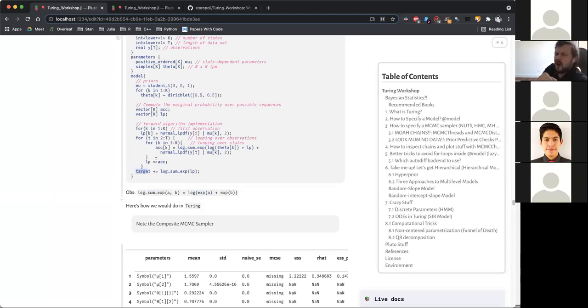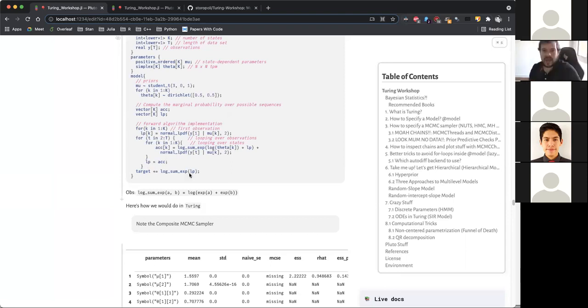And then you do the target plus equals. You can do that also in Turing. You can use the Turing macro @addlogprob!, and it's the same as target += instead. And then you add to the target log probability the whole marginalized probability over all the states. So this is how you will do it instead.